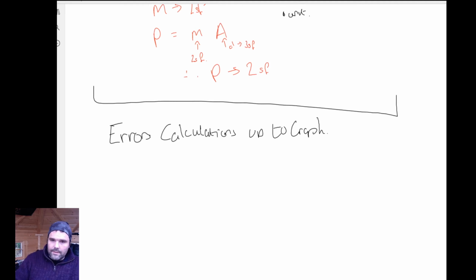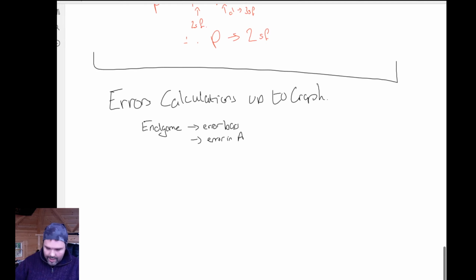Right. Effectively, the end game for this bit is to get error bars, and also an error in A, because you're going to need the error bars to take errors into account on your graph, and you're going to need the error in A because you're going to have to calculate something from that. So, essentially, every calculation you do, you need to do the equivalent error calculation.